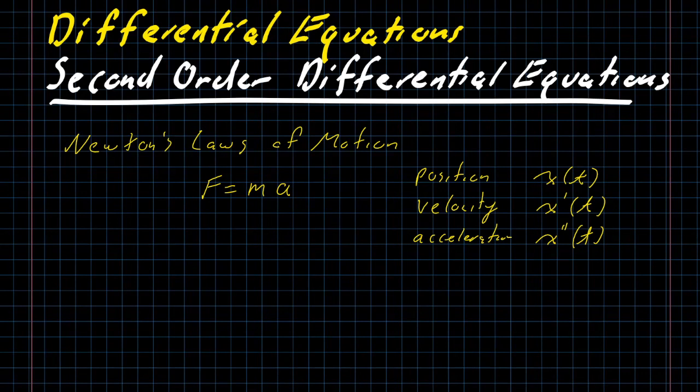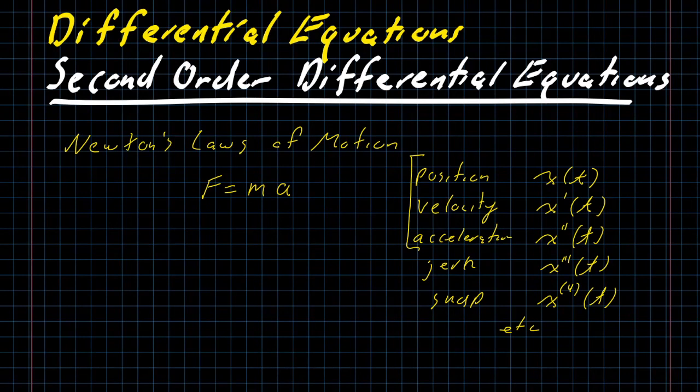We could keep going, right? The third derivative is called the jerk. The fourth derivative is called the snap. The fifth derivative is the crackle. The sixth derivative is the pop. But in classical mechanics, position, velocity, and acceleration actually tell you everything that you need to know.